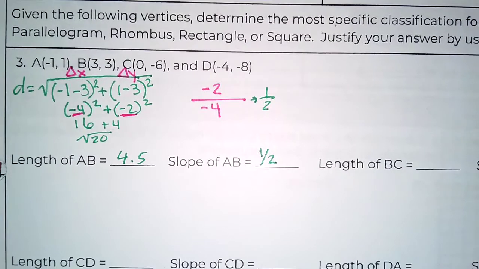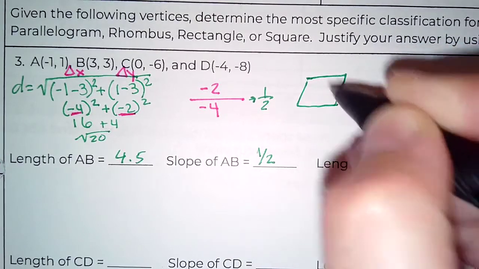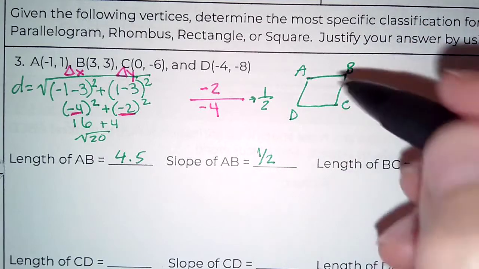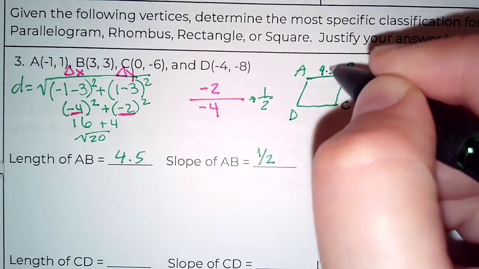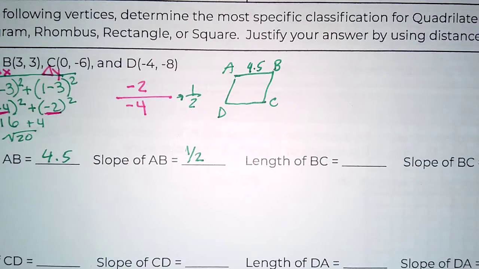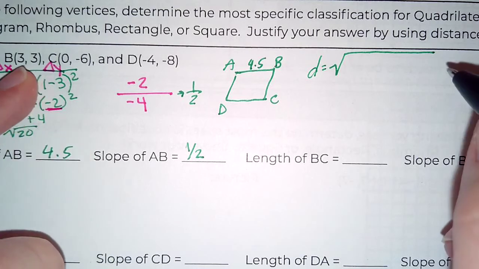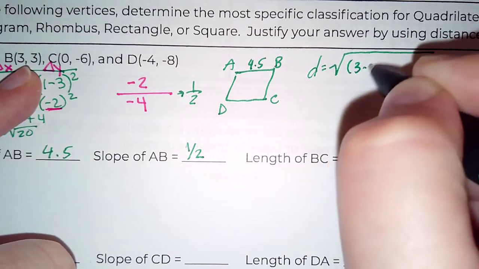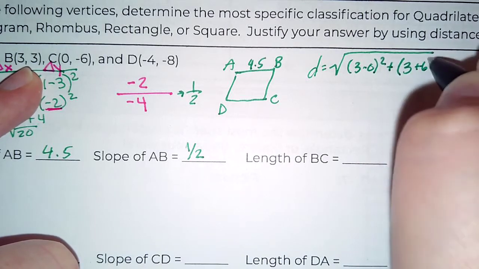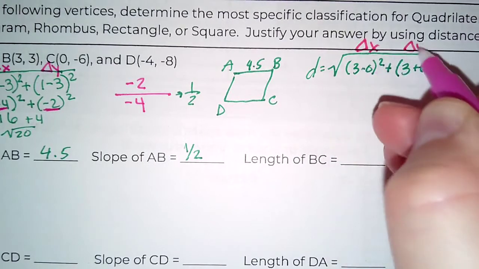All right, now BC. Maybe we want to sketch this just to see what it looks like. On your homework I do ask you to sketch. So we know that AB is 4.5. Now let's find the length of BC. If I use my distance formula, BC, so 3 minus 0 squared plus 3 minus -6, so 3 plus 6 squared. So that was my change in x's and my change in y's.